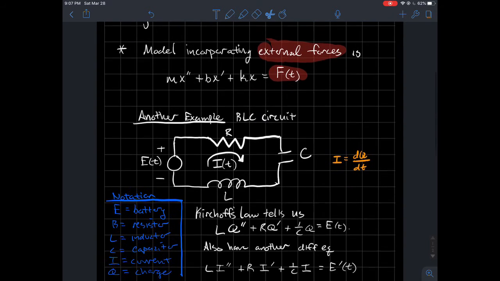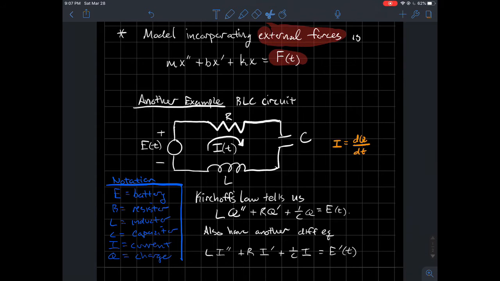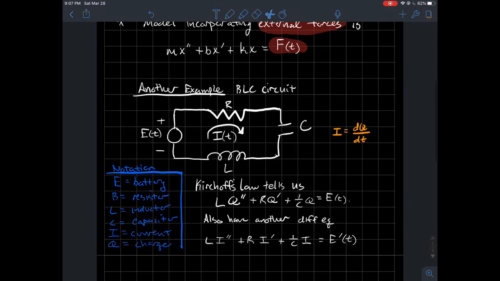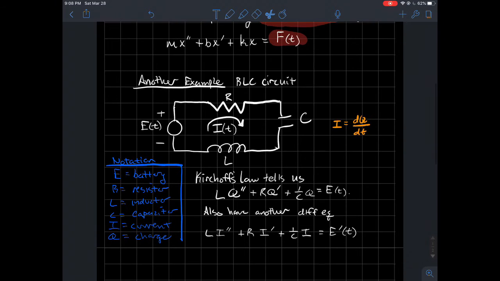Another example besides these mass spring systems is these RLC circuits, and I've given you a diagram of a pretty common one. R is the resistor, C is the capacitor, L is the inductor, and I of t is the current, which is the first derivative of the charge at any particular time. The new thing in this example is E of t. Attached to this current, there's a battery, and this battery exerts an external force on that circuit. Maybe that battery is a constant force, or maybe it's a sinusoidal force that's periodic.